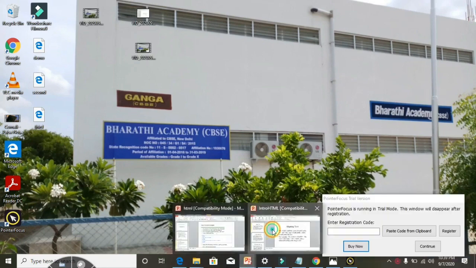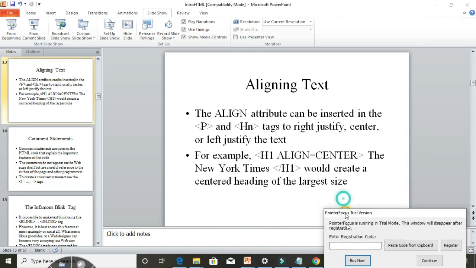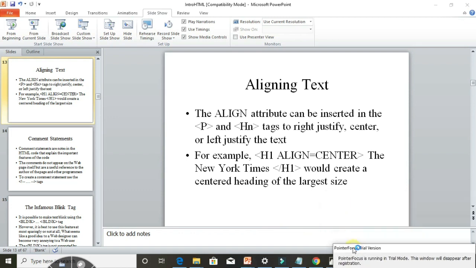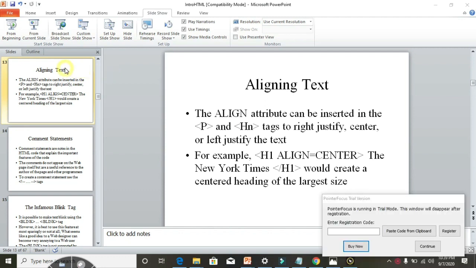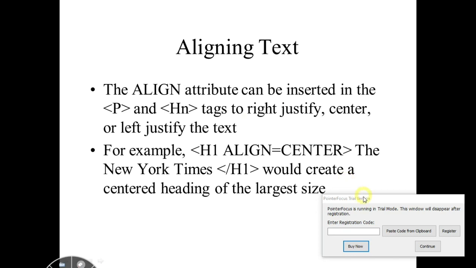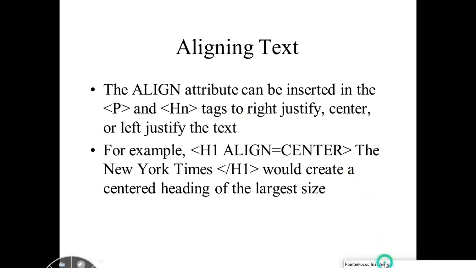So far we discussed HTML programming, how to write simple programs in HTML and work with HTML tags. I will explain more tags available in HTML. Next we are going to see aligning text. If you want to present a paragraph in your website, you can use the p tag. How to align it? The align attribute can be inserted in the paragraph and h1 tags to right justify, center, or left justify the text.